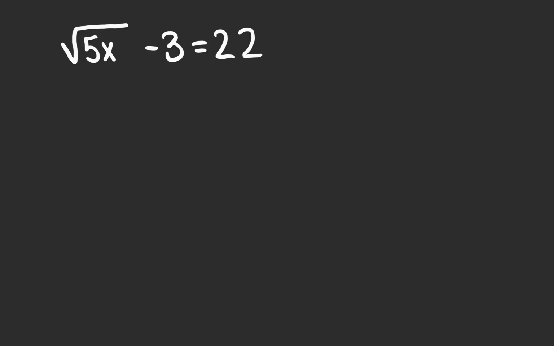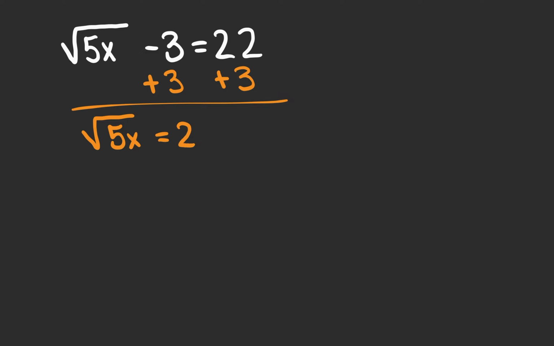The square root of 5x minus 3 equals 22. My first step is to add 3 to both sides. So plus 3, plus 3. This will now leave me with the square root of 5x is equal to 25. From there, I will then square both sides. So we have parentheses, parentheses to the second power, and this will leave me with 5x is equal to 625.